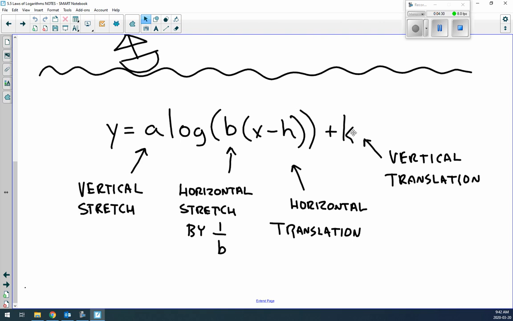So again, I just want to review this. There's a standard log, and we have a, b, h, and k, and they do certain things, and you know that. a is a vertical stretch, and k is the vertical translation. That affects the y values. And then we have a horizontal stretch in here of b, but remember it's 1 over b, just like everything else, and horizontal translation. What number do you plug in there to make that 0? Just remember to do your stretches before you do your translations. That's always the case. Okay, that was lesson 5.5.